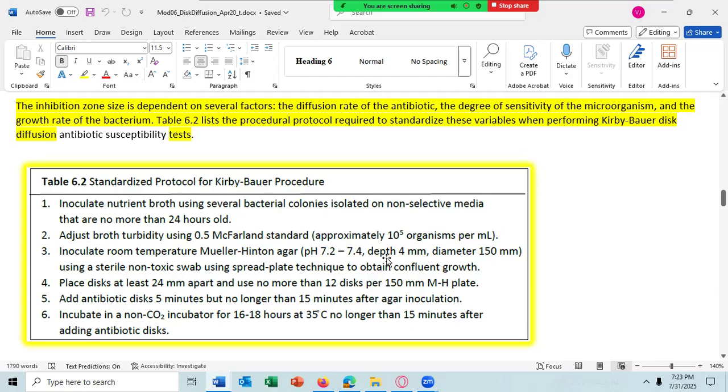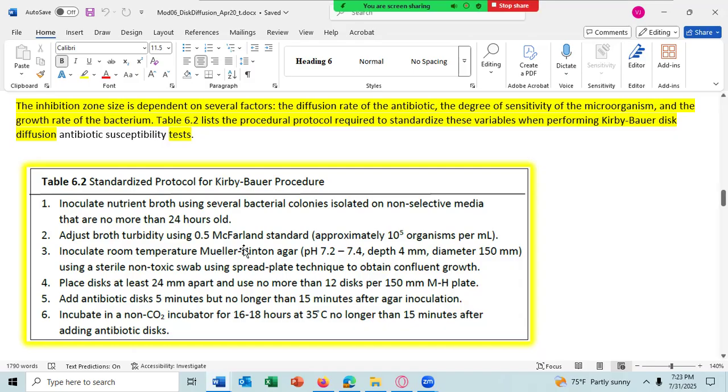If it's less than 4 millimeters in depth, then the antibiotic will diffuse through the agar faster and the zone size of inhibition will be greater. If the agar is more than 4 millimeters in depth, then the antibiotic will diffuse through the agar slower and the zone size of inhibition will be smaller.